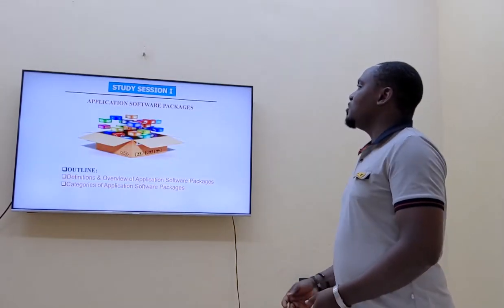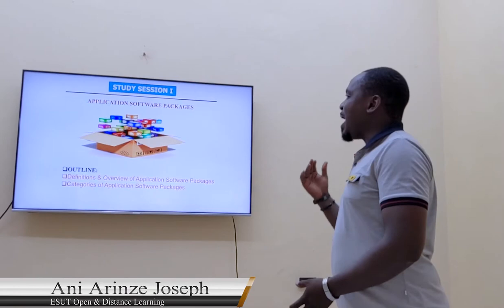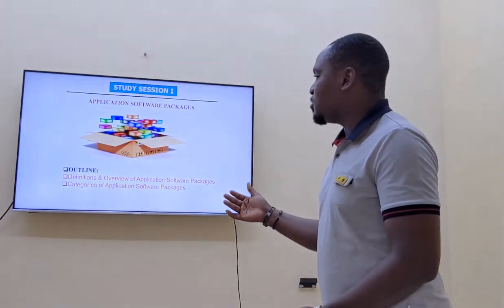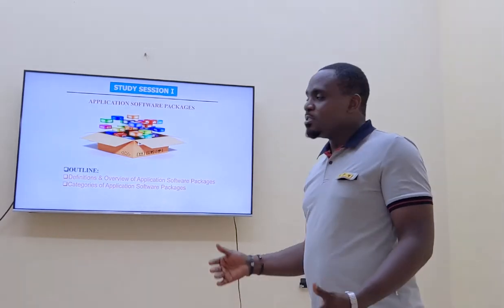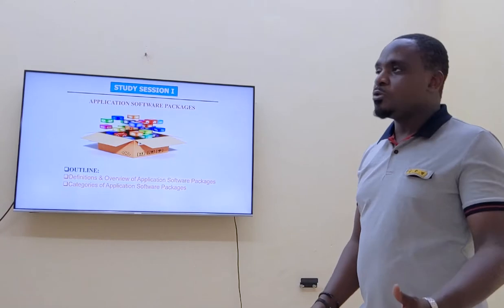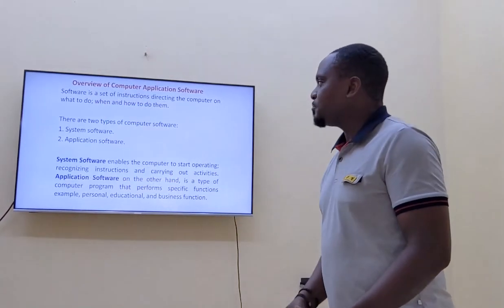So first, we're going to start with study section 1, which is application software packages. Under these application software packages, we'll be looking at definitions and an overview of an application software package. And we're also going to be looking at the categories of application software packages.